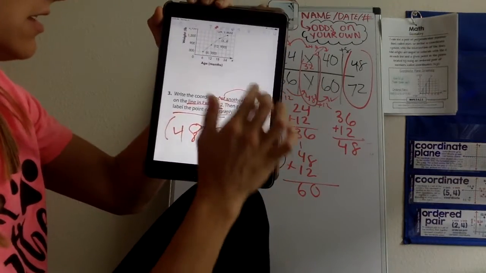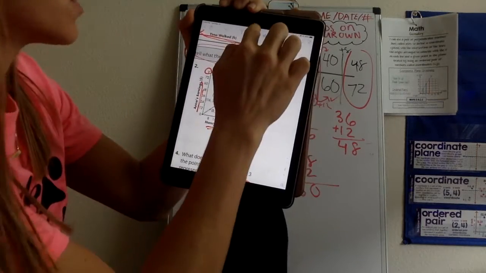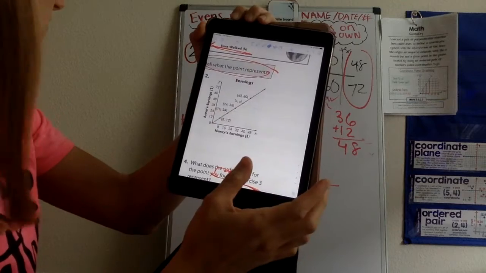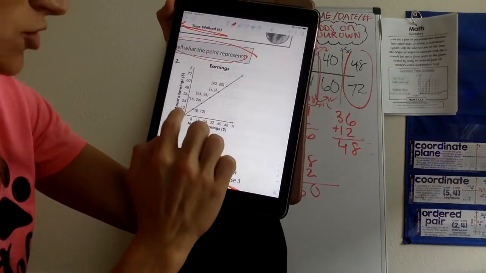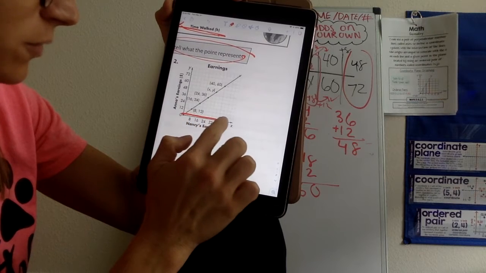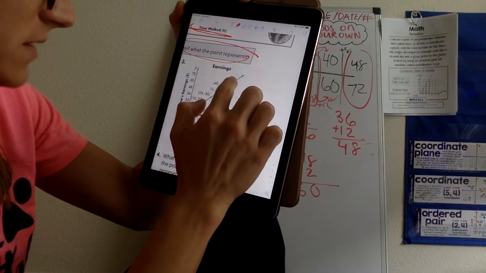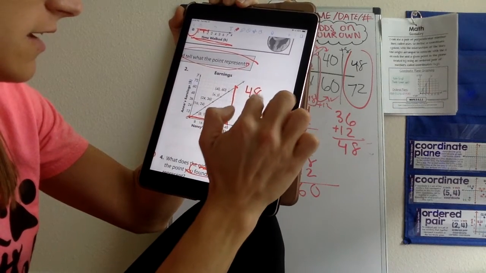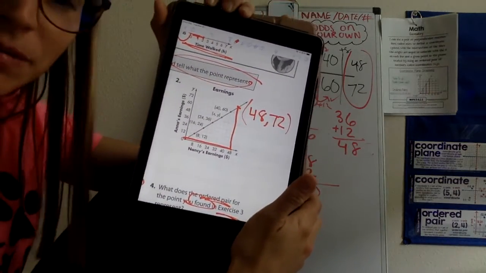So I'm going to come over here to my chart. I'm going to erase some stuff because we got a little fancy. Now, we found it was going to be 48, comma, 72. So I'm going to start at the OG. I'm going to crawl 48, and I'm going to stand at 72. 48, comma, 72. So what do those numbers even mean?